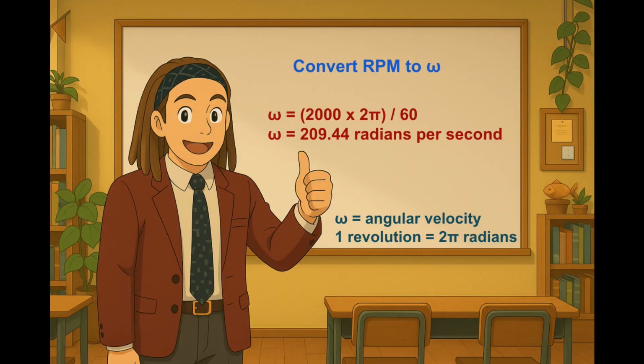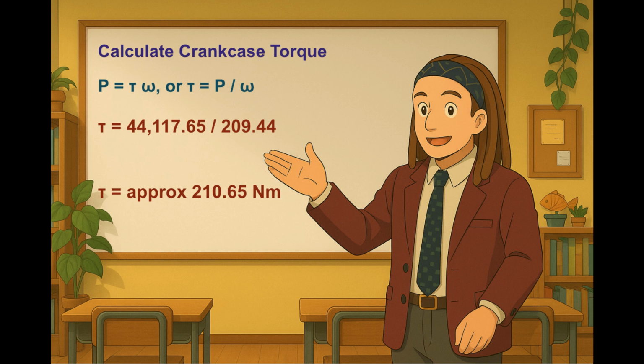Step 5. Convert the engine RPM to angular velocity. The engine speed is given in revolutions per minute, but for our power equation, we need angular velocity in radians per second. 1 revolution is 2 pi radians, and there are 60 seconds in a minute. Omega equals 2000 RPM times 2 pi radians per revolution, divided by 60 seconds per minute, equals approximately 209.44 radians per second.